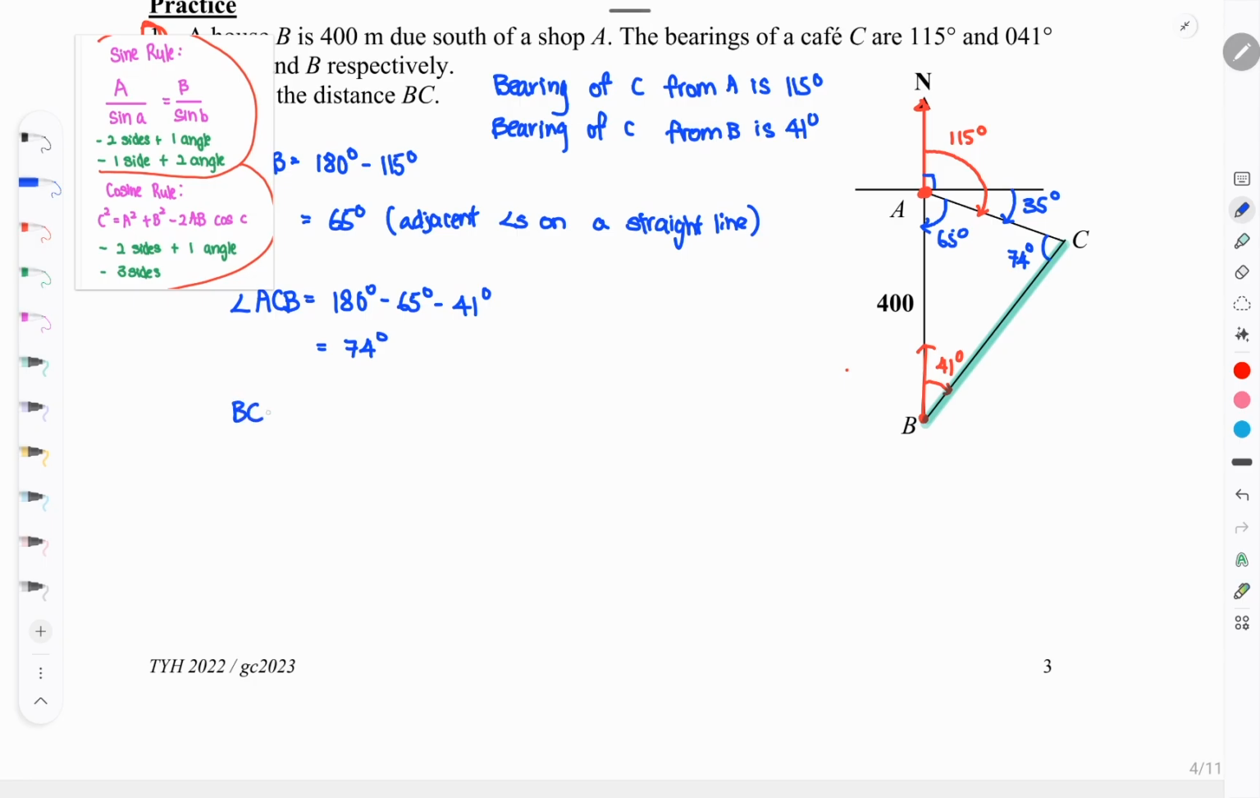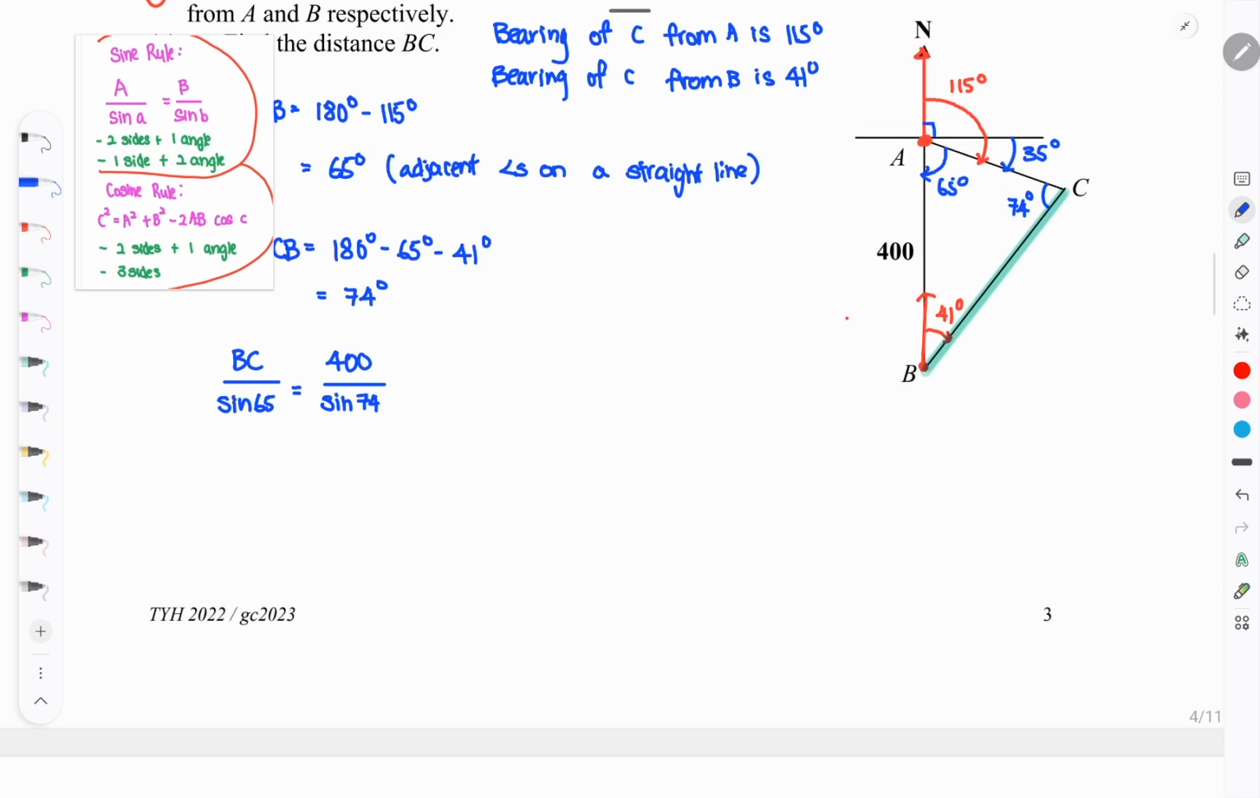Same thing. I'll put my unknown at the top left, the one I want to find. Then the corresponding angle to BC is 65 degrees. So I'll put BC over sine 65 equals 400, which is the only other side I know, over its corresponding angle, so it'll be sine 74 degrees. Same thing, I bring my sine 65 to the other side. And what I will get is BC equals 400 sine 65 over sine 74.